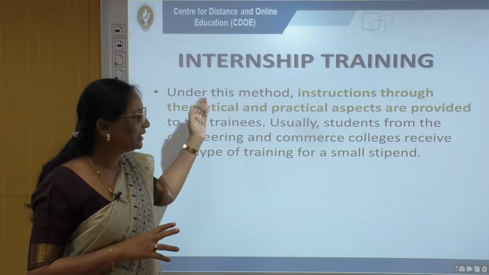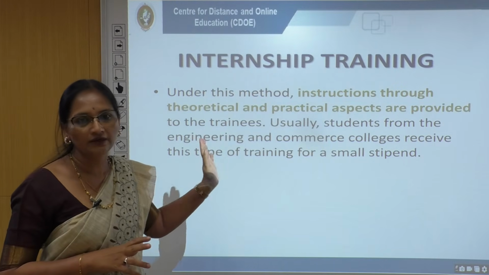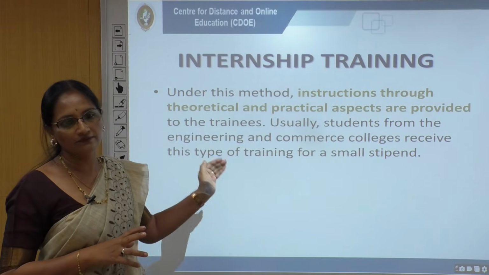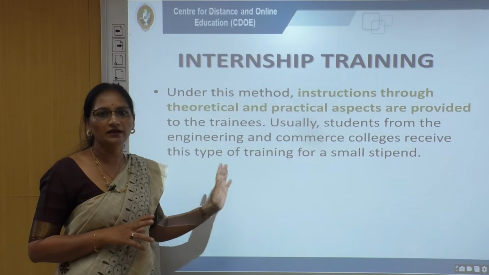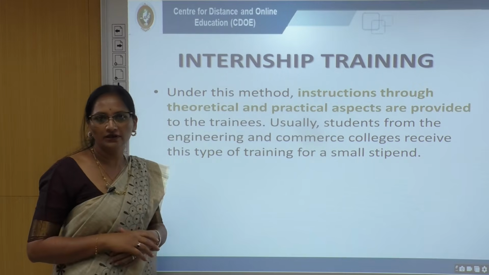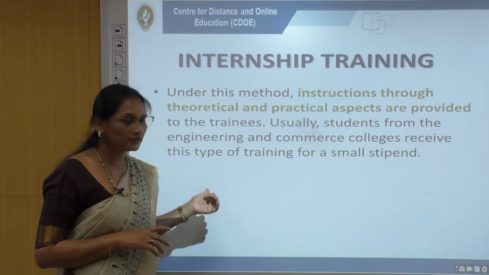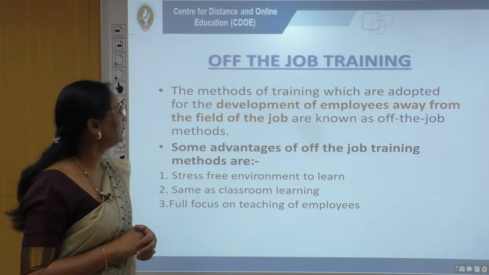Usually students will do this, and even employees get this assignment. They get some instructions, some theoretical aspects and some practical aspects. They prepare the report according to requirements and submit it to the respective authorities. So this is another type of training.